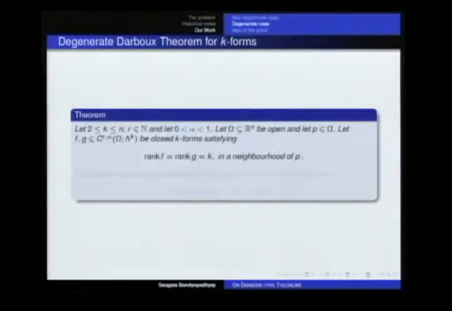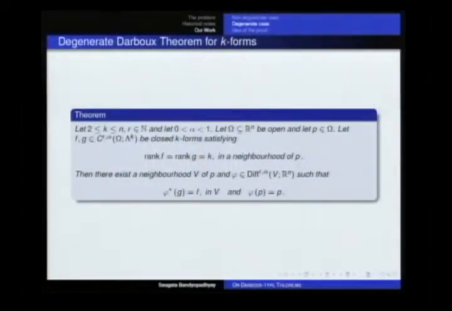This is for the higher forms. So K will stand for the order of the differential form, and R is the usual degree of regularity. Alpha is a Hölder exponent, and F, G are two closed K forms satisfying rank of F is equal to rank of G is equal to K in a neighborhood of P. See, this is the minimal rank, because we have seen that the rank of a K form can be at least K. Then these two forms are locally equivalent via a diffeomorphism of class C^{R,alpha}. Again, there is no improvement in regularity here.